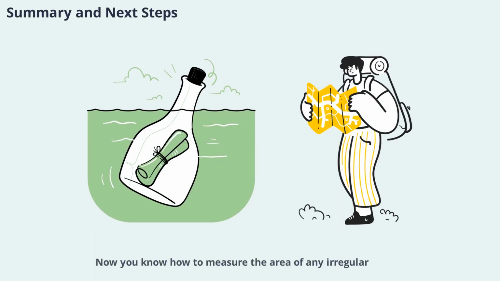Now you know how to measure the area of any irregular, flat shape using the graph paper method. Just trace, count, and apply the formula. This skill is useful in science, geography, and everyday life. Try it out with different objects and see how accurate you can get. With practice, you'll become an expert at estimating areas no matter the shape.